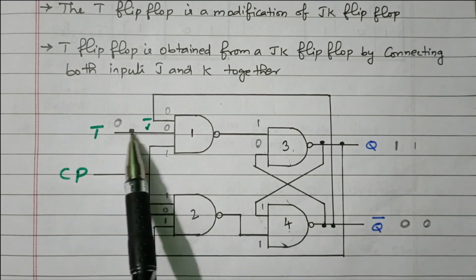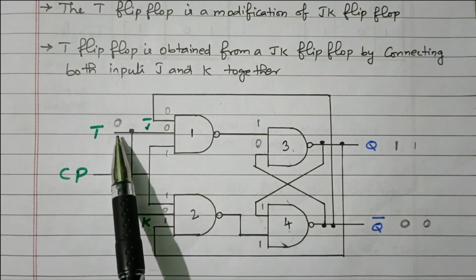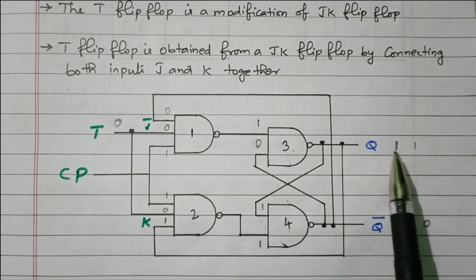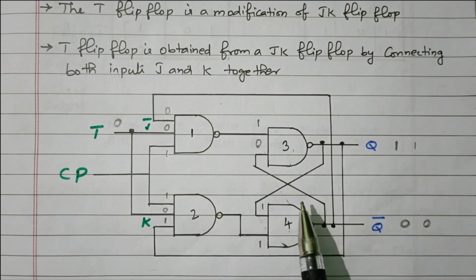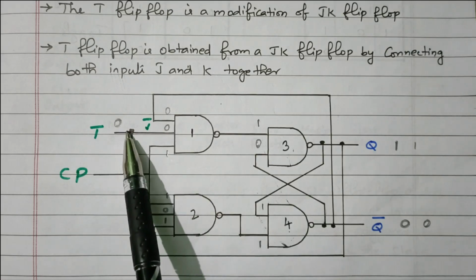J and K getting the same input. For one sample input, we will verify the output, whether it changes and how it changes. After the truth table, we will verify this. I will see the description and truth table, then we will verify one sample input.